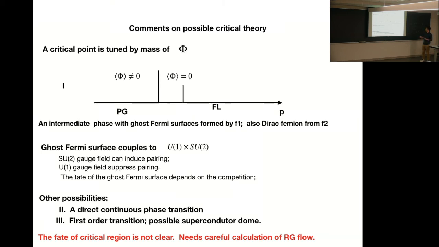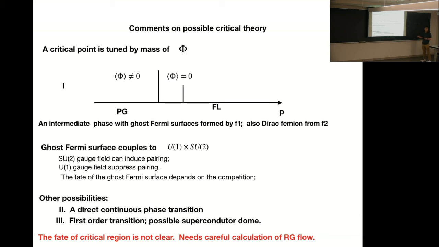So one important question is whether this ghost Fermi surface can be stable or not. I don't have a good answer now, because I think this is not a universal question. The reason is that the SU2 gauge field can induce attractive interaction in the singlet channel, so it can induce pairing. But this U1 gauge field actually suppresses pairing. So there is a competition. Whether this ghost Fermi surface is stable depends on which coupling is larger, and these two couplings can in principle be independent. I think the answer depends on some initial conditions, some UV physics.